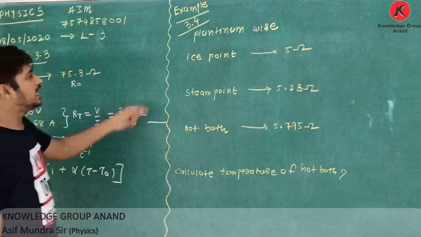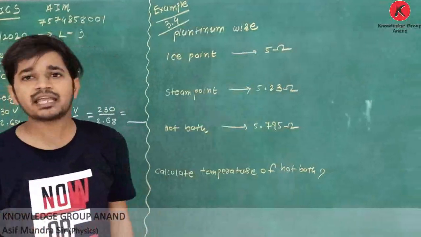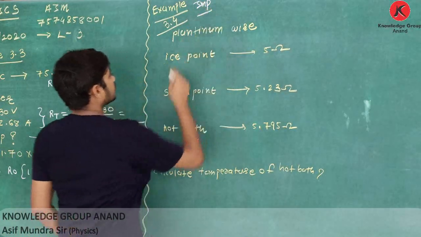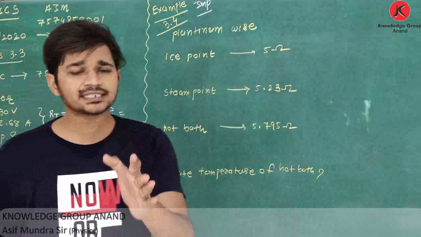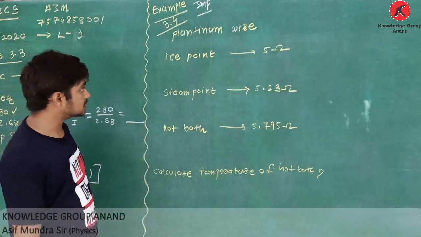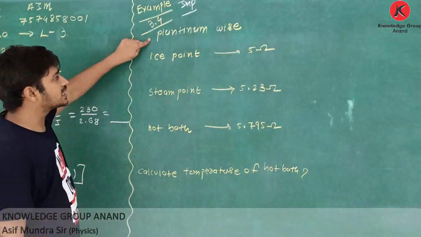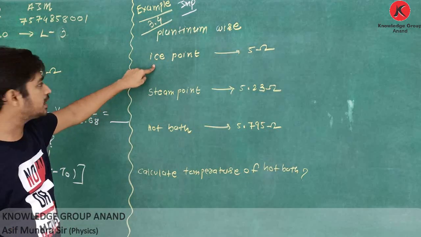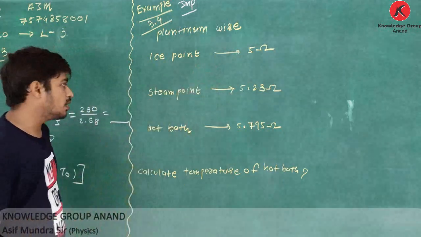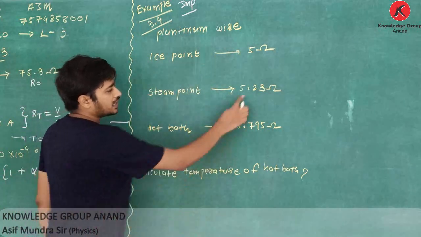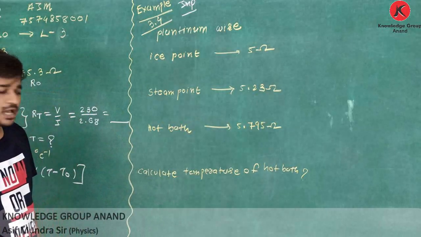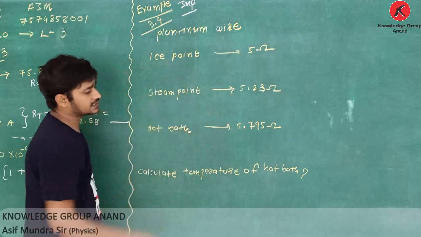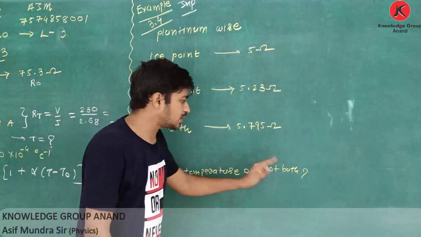Next question, example 3.4, and yes, it is one important question. Okay, what is given? You are given a platinum wire resistance. When this platinum wire resistance is at ice point, that is, the resistance is 5 ohm. When it is at steam point, its resistance is 5.23 ohm. Your question is, when it is inserted in a hot bath, its resistance is this. Then calculate the temperature of the hot bath.